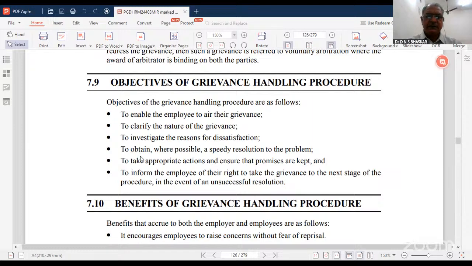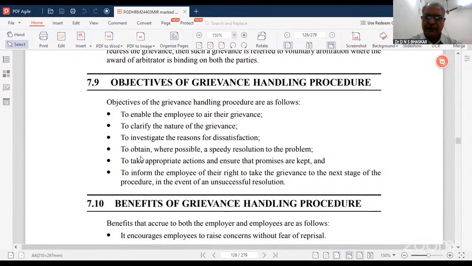So the employee grievance redressal procedure basically helps us go with the organizational thought that employees must be provided the means to submit their grievances to a higher level, to clarify the nature of the grievance, and to investigate the reasons for the dissatisfaction. Why is the employee dissatisfied? That is one. To obtain, where possible, speedy resolution. To take appropriate actions and ensure the promises are kept.